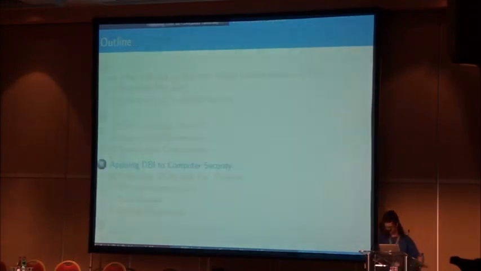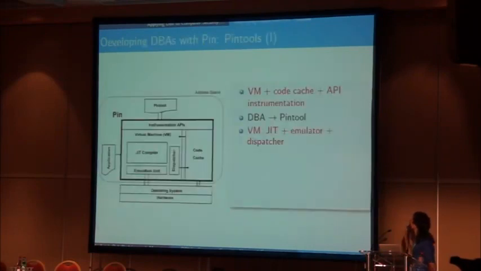Well, let me go to the really important thing: applying dynamic binary instrumentation to computer security. Let me comment that I have used PIN. PIN is composed of this set of things here: a virtual machine, a code cache, and also what is called the instrumentation API. All the tools that are developed with PIN are called PIN tools. It's very easy, and let me explain how it works.